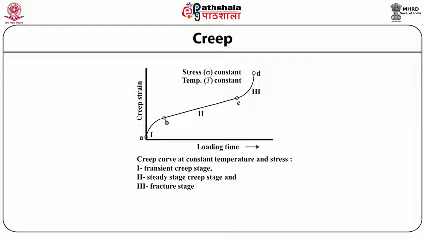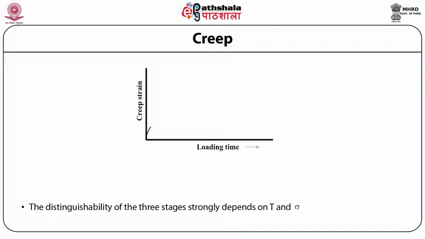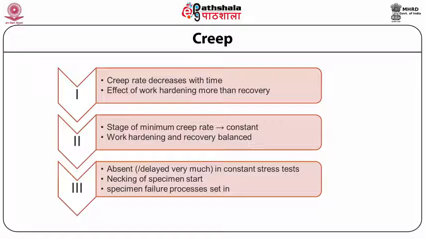The third one is the part of the curve from point C to point D, which is the third region, called the fracture stage. The distinguishability of these three stages strongly depends on T and sigma, that is, it strongly depends on stress and temperature. Now let us study the various stages of creep.